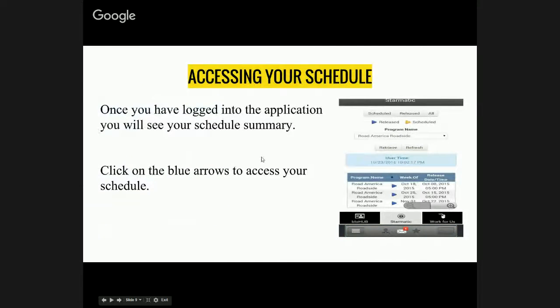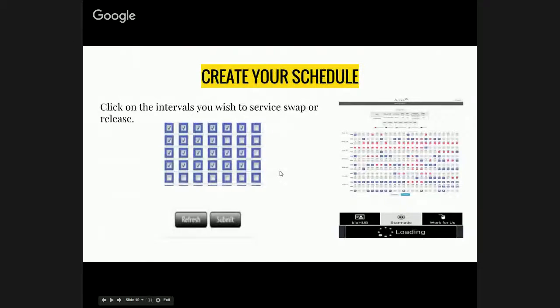Once you have logged into the application, you will immediately see your schedule summary. All you have to do is click on the schedule that pertains to you. So whatever schedule it is that you want to adjust or fix or look at, you simply click on the little blue arrow right here. And when you do, it will take you to your schedule. Here you are able to release, swap, or select any extra service intervals, however you want to do it.